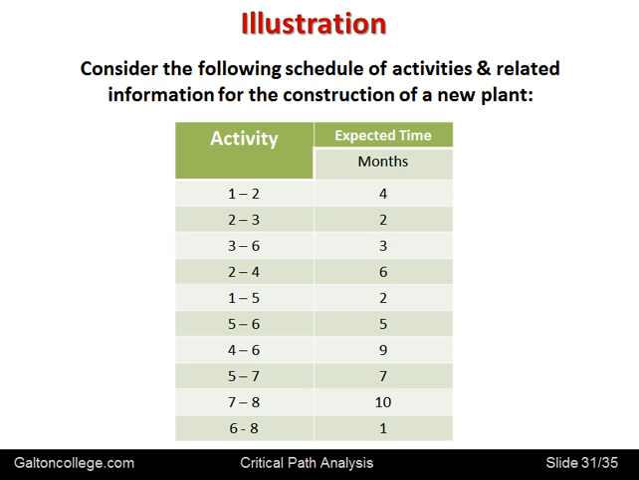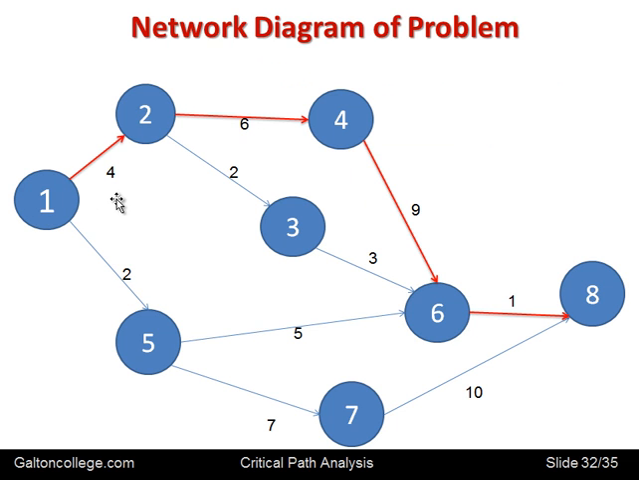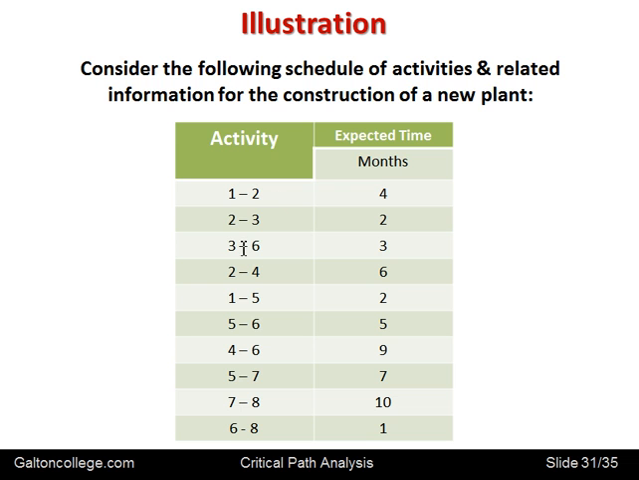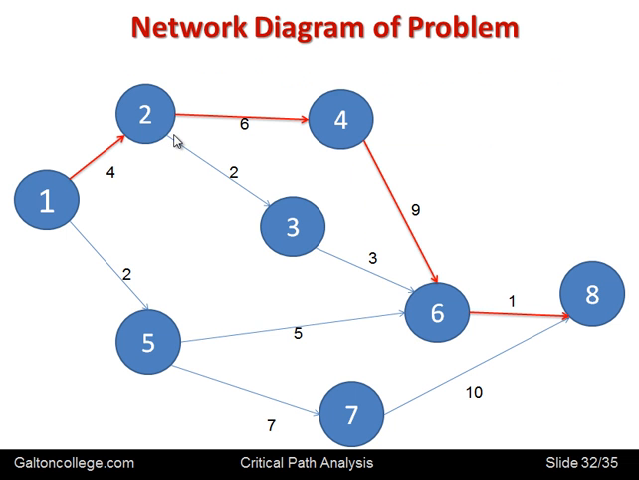And if we have a look at a table of that, we could have, let's say the activities are to construct a new plant. Well, activity 1 to 2 will take 4 months. Activity 2 to 3 could take 2 months. Activity 4 to 6 will take 9 months. And we can represent that on the diagram. Let's take 1 to 2 is 4 months. 2 to 3 is 2 months.